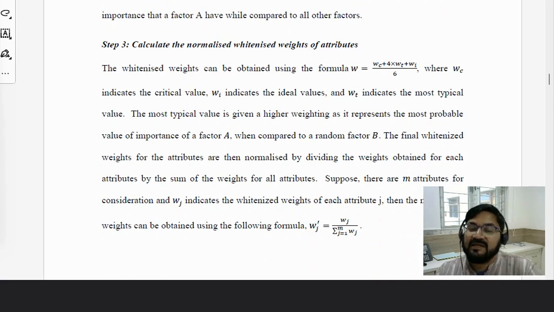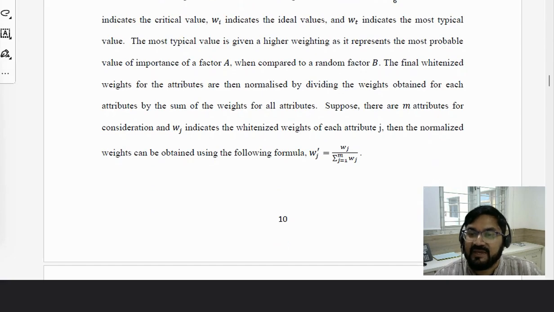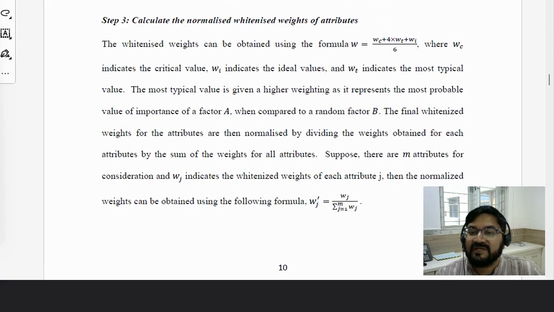Then we calculate the whitenized weights. These are the weights we obtain from the analyst, and we take the whitenized weights from them. So what are the whitenized weights? The critical value is taken 1 time, the ideal value 1 time, and 4 times weight is given to the most typical value, the median. So critical plus 4 times typical plus ideal, divided by 6, gives the weights of the criteria. This is how we determine the weights of the criteria in the Grey Integrated Decision Analytics.